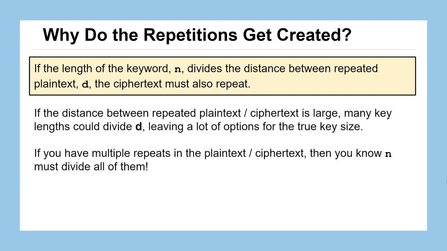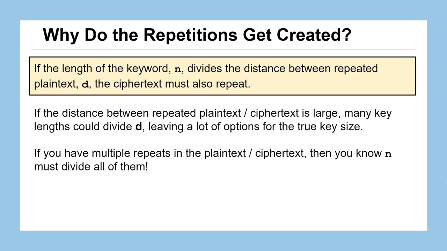So if the distance between the repeated plain text and ciphertext is large, however, there could be a lot of different keys that could divide length D, a lot of different lengths, which would still leave a lot of options for the true key size. So it'll be helpful for us if we could have multiple repeats, like we saw in the example, in the plain text and ciphertext, which will help us narrow down the choices for N.